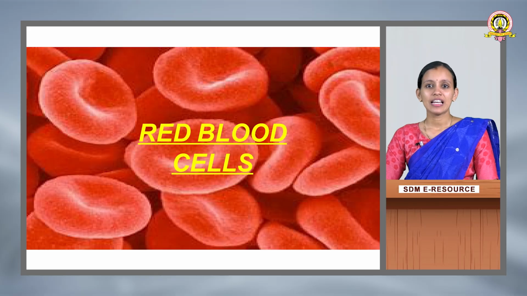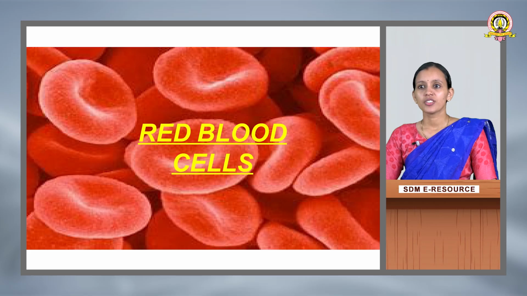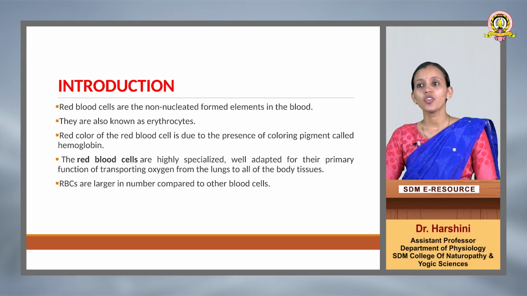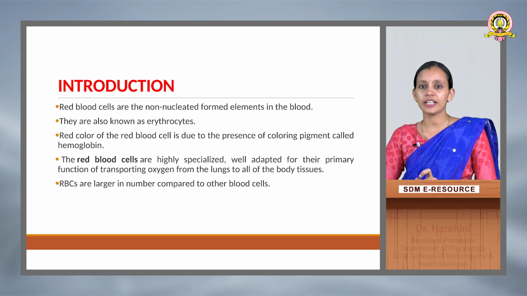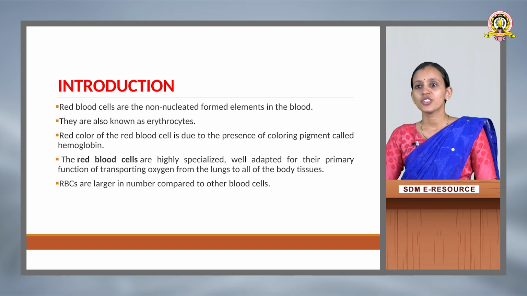Hello students, let us discuss red blood cells. Red blood cells are non-nucleated formed elements present in the blood. They don't contain a nucleus in their cell. They are also known as erythrocytes, and the red color of red blood cells is mainly because of the presence of a coloring pigment called hemoglobin.